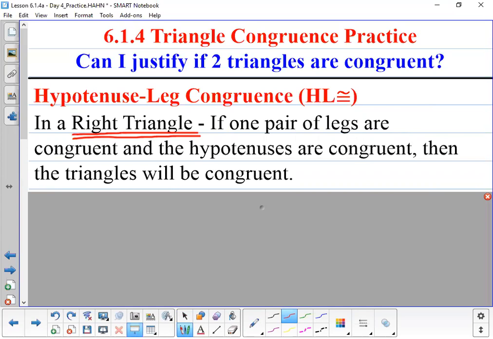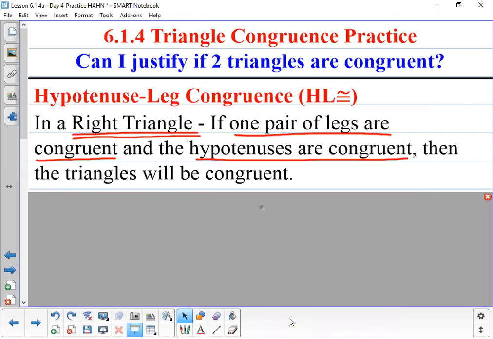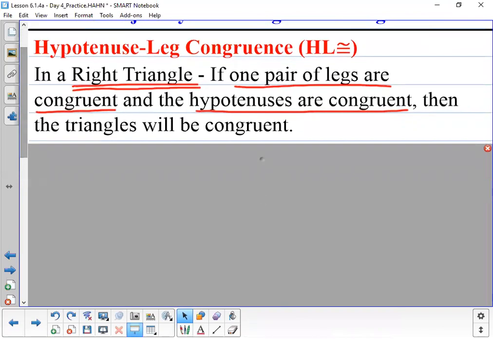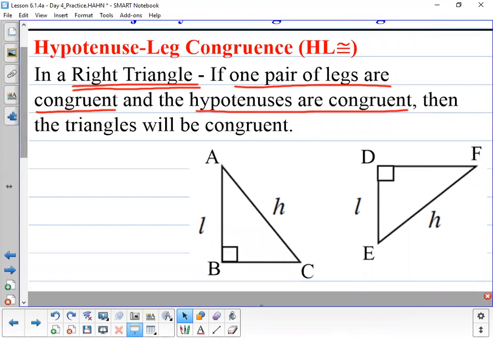Okay, so here's what hypotenuse leg means. If you've got 1 pair of legs being congruent and the hypotenuses are congruent, then the 2 triangles will be congruent. Here is a diagram of what that might look like. So first of all, I know that these are right triangles because of this marking right here. Anytime you have this little box marked in an angle, that means that it is a right angle. It is a 90-degree angle.